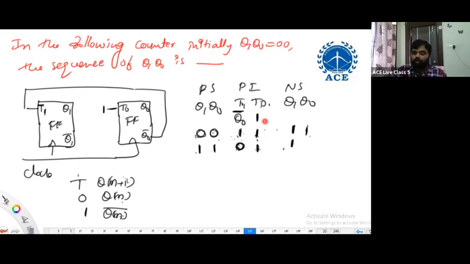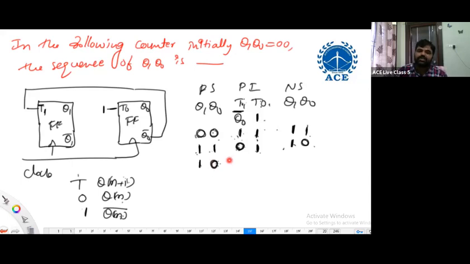What is T0? 1. T0 is 1 means Q0 is complementing. 1 complement is 0. Check it correctly. T equal to 0, same as present. T equals to 1, next is complement of present. So when T1 is 0, Q1 is remaining the same. T0 is 1, Q0 is complementing. Yes, 1, 0 is becoming the present state.